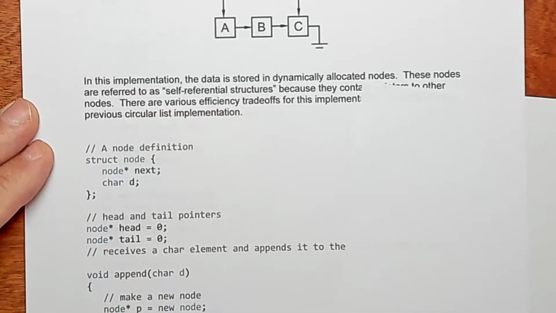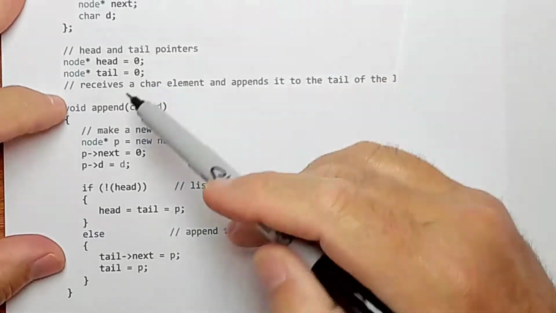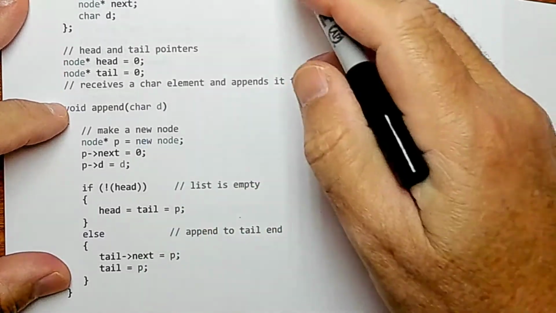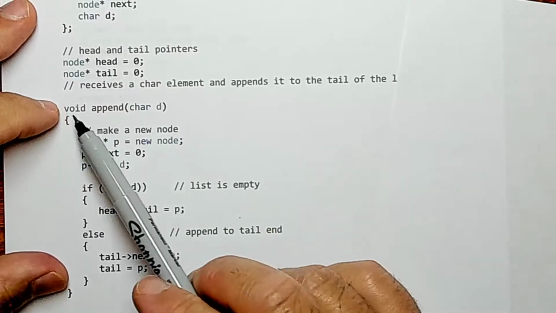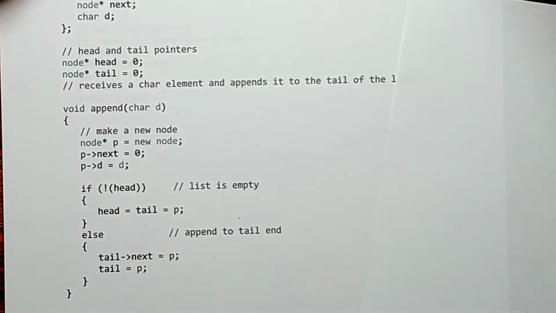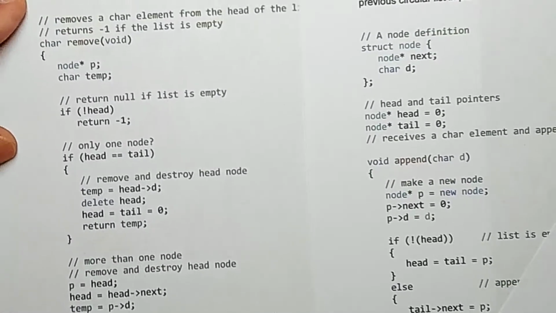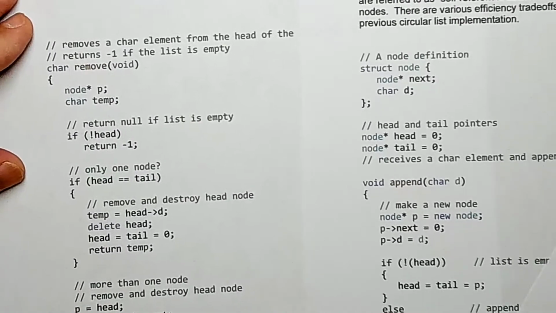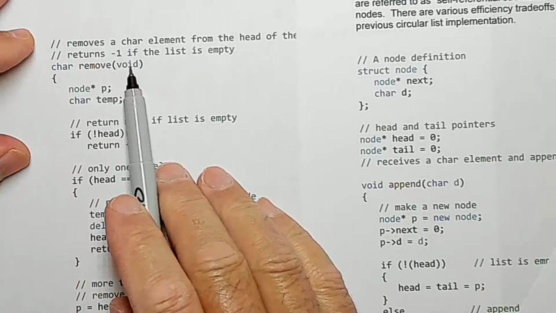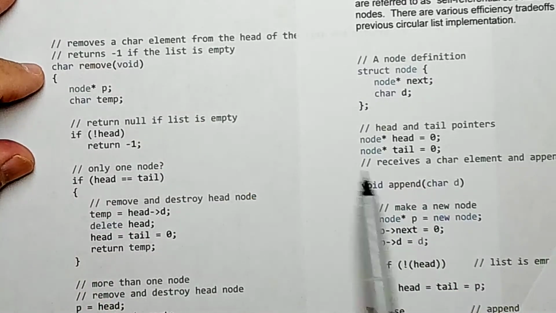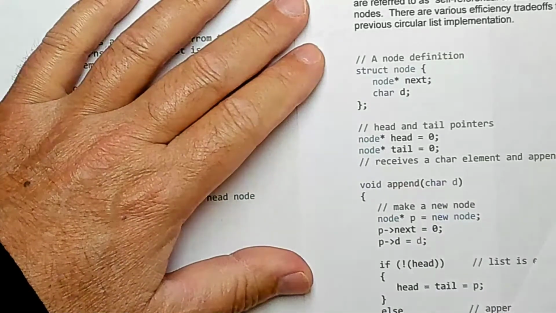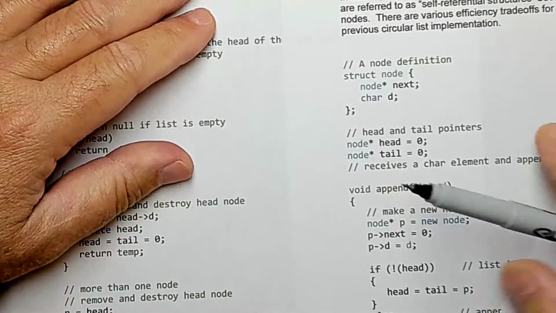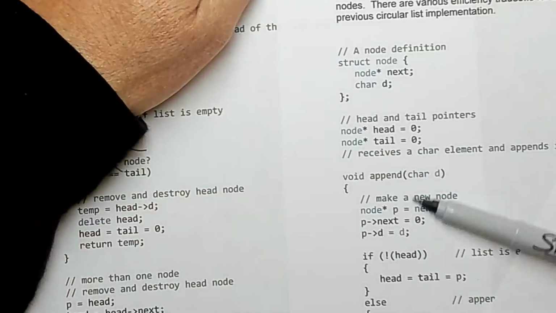So this guy still implements append. Here's append for this linked implementation of the same list container. So void append character D, and then I've got a remove function over here, character remove void. Okay, so the linked implementation has the same interface. It has a remove function and an append function. But what's going on inside here in the details of this particular linked implementation is different.